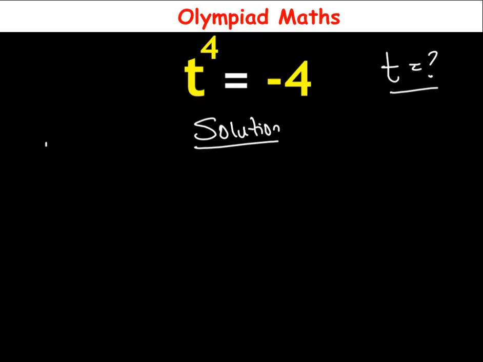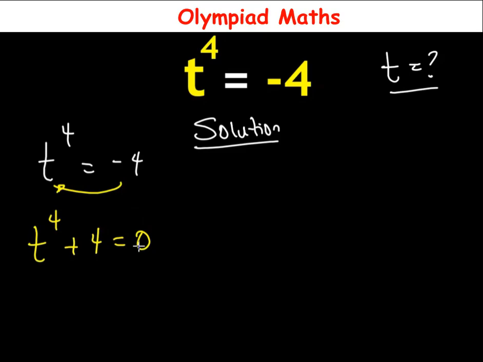the question is t raised to the power 4 is equal to minus 4. Now the first thing we are going to do is to move minus 4 over to this side, such that this becomes t raised to the power 4. Then if minus 4 crosses the equality sign, it becomes plus 4 is equal to 0.